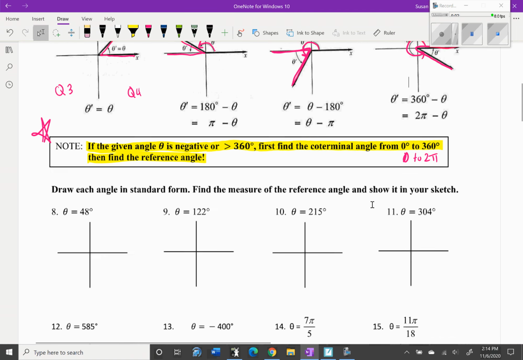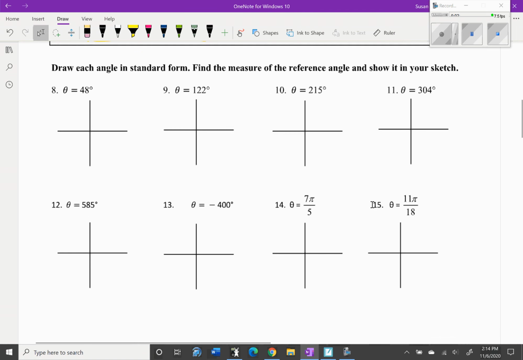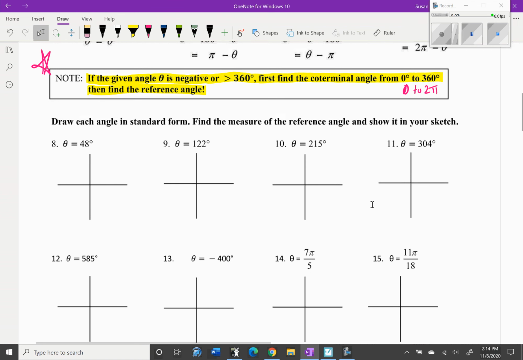So let's go ahead and just look at some of these. For the first ones, it says draw each angle in standard form, then find the measure of the reference angle. So for this, 48 degrees, we would know would be somewhere about here. So this right here would be the angle drawn in standard position. That means that because we're in quadrant 1, the angle theta is equal to the reference angle theta prime, which is equal to 48 degrees. So up here, theta equals theta prime.